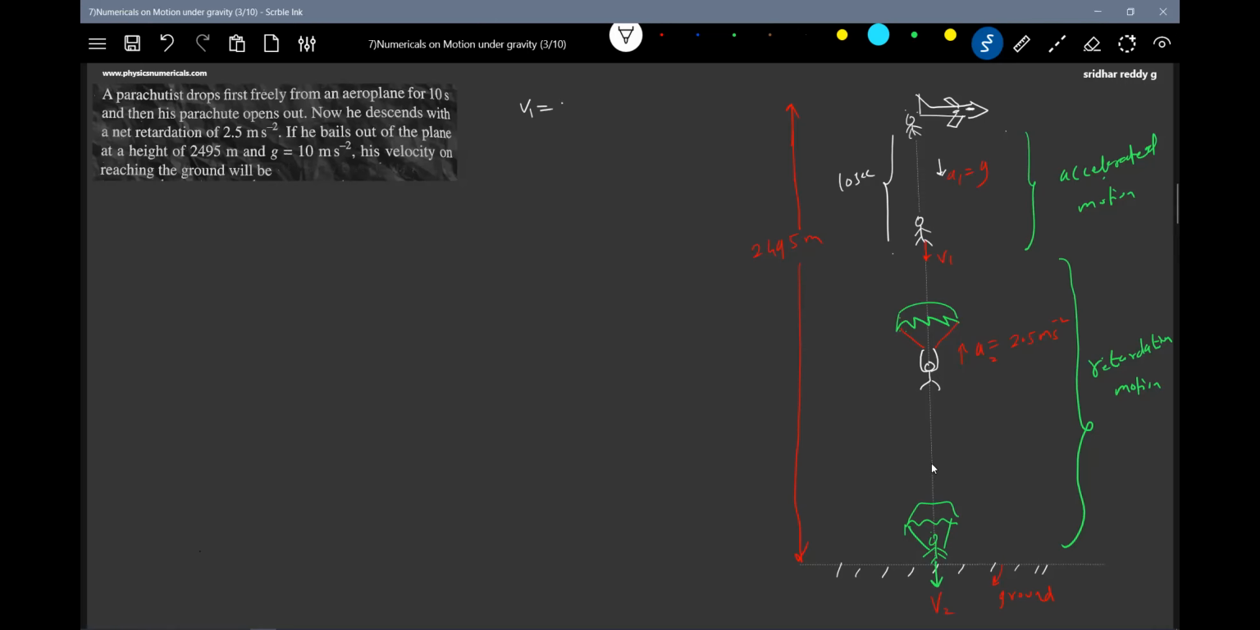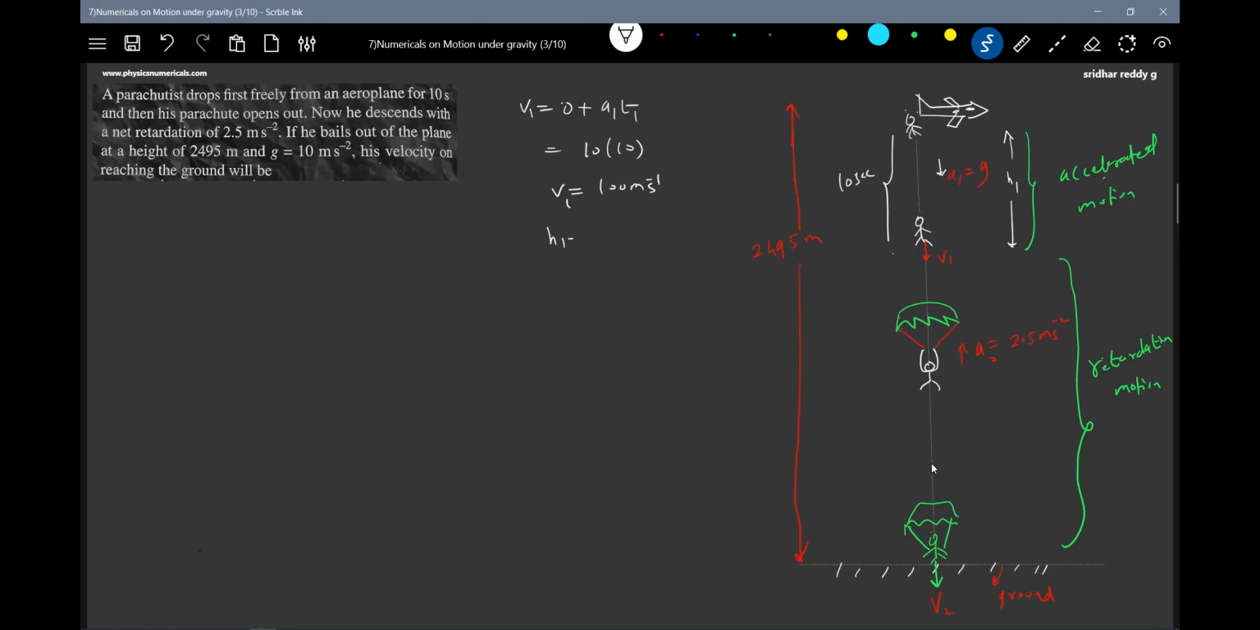v1 is equal to 0 plus a1 t1. Here u will be 0, a1 is 10, t1 is 10, so 100 meters per second. After falling freely for 10 seconds, you'll acquire this much speed. Then, having v1, he will descend a certain height here.